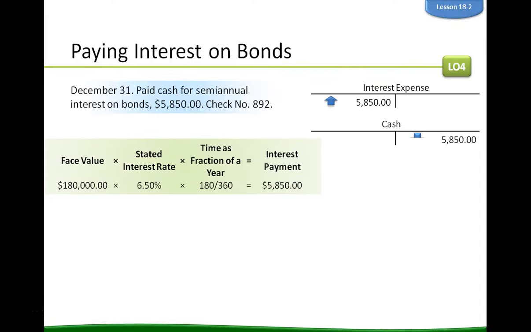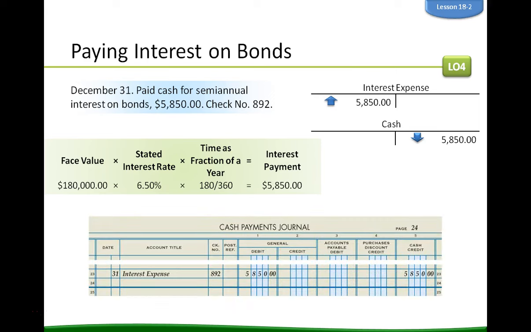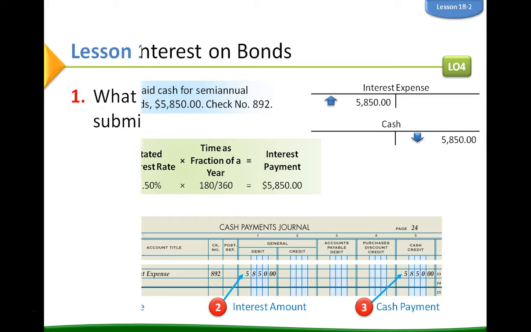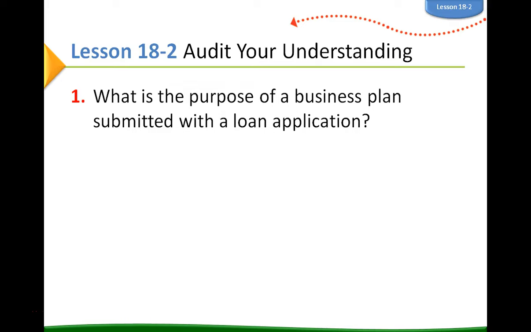So our interest expense is affected, as is our cash. So to fill out our cash payments journal, we have account title of interest expense, the check number that was issued, the interest amount, and the cash credit. And that's it.